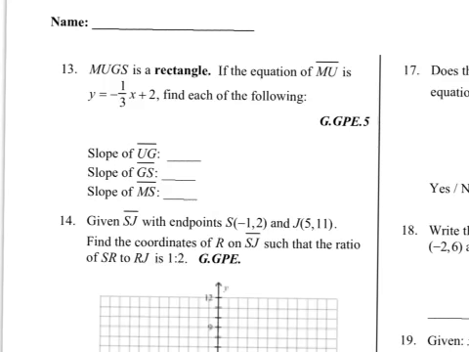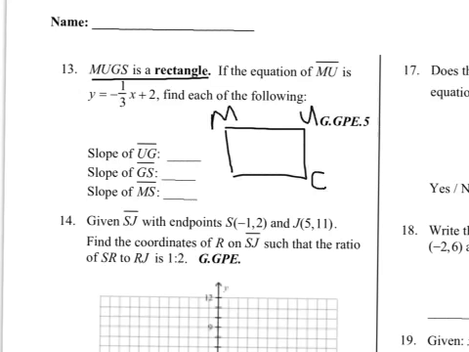Question number 13 tells us that MUGS is a rectangle. So I'm just going to draw a sample of what that looks like real quickly. You could put it on graph paper, but I think it's just as easy to see it this way. So MUGS is a rectangle. So remember that means we have 90-degree angles. They tell us that the equation of MU is this one right here.